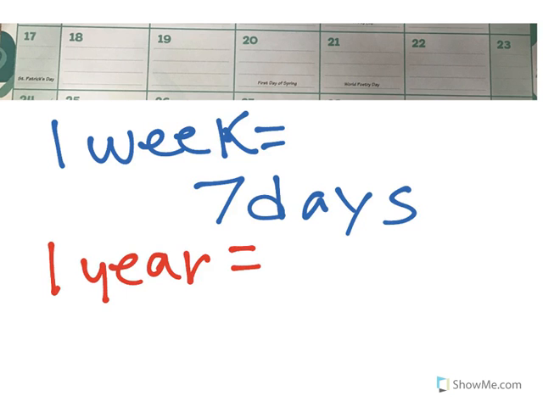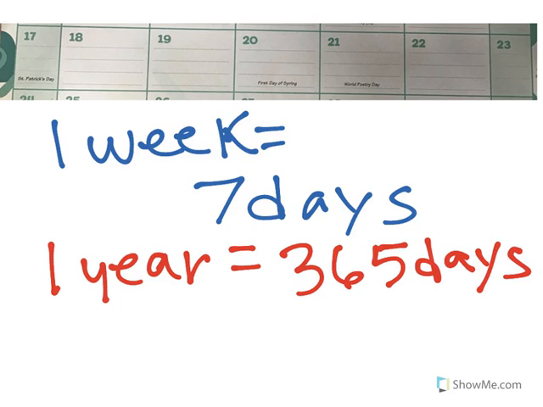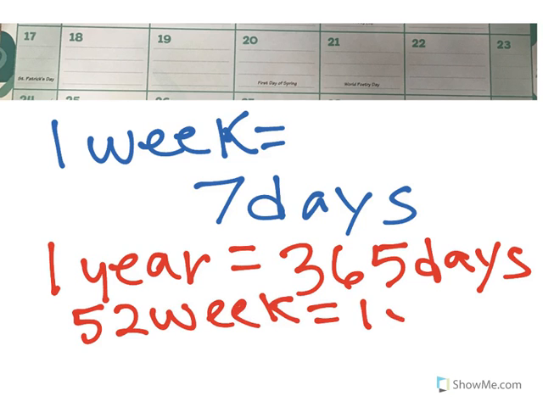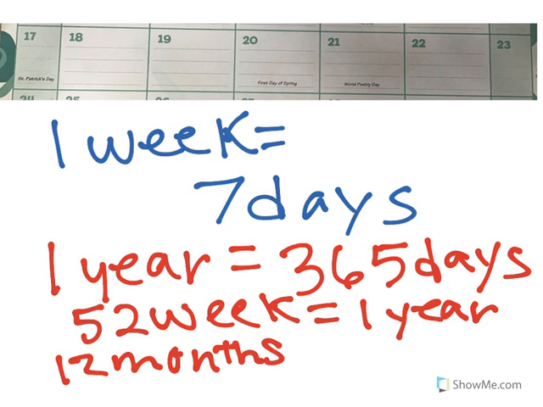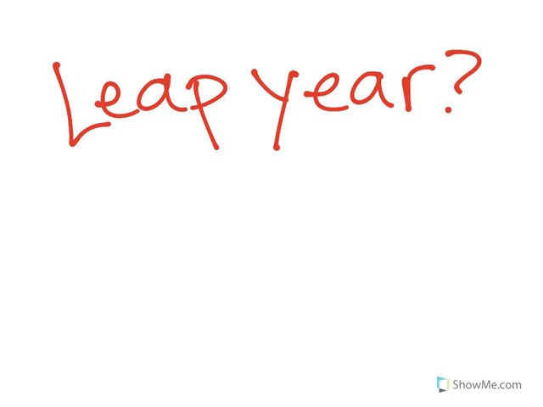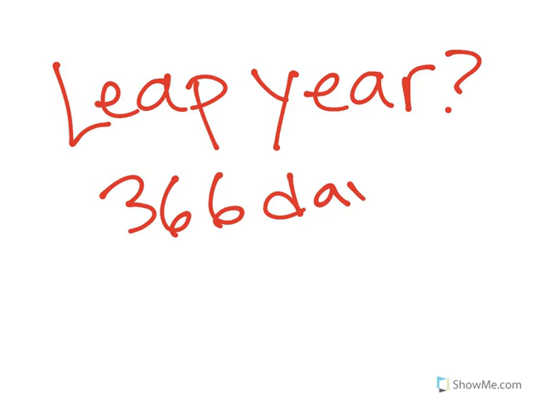1 year, I heard this discussion the other day, is 365 days. There are 52 weeks in 1 year. And there are 12 months in 1 year. And what about leap year? Leap year actually has 366 days.